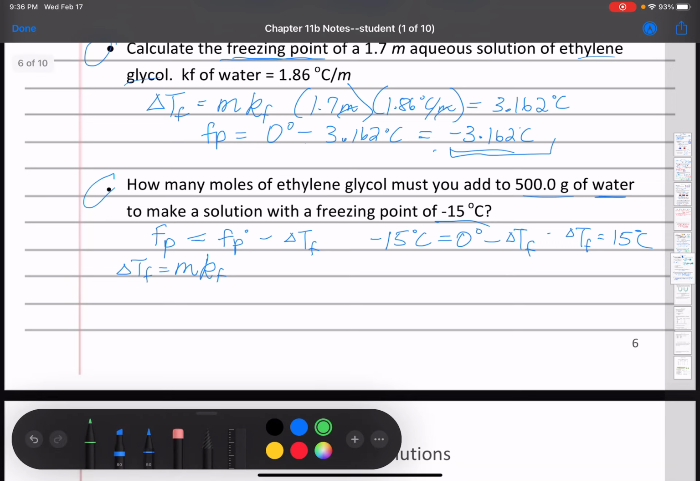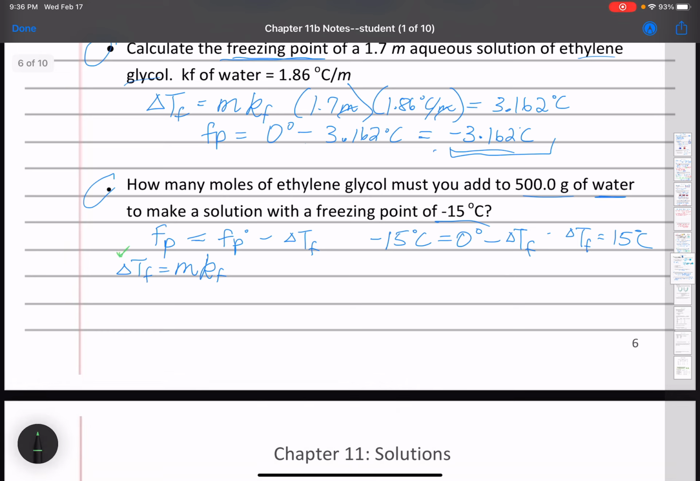We do know this, and we do know this, so we're solving for the molality. I'm just going to rearrange it. The molality is the change in freezing point divided by the freezing constant. Our change in temperature is 15 degrees, and our freezing point constant, I'm just going to take from the previous problem here, 1.86 degrees Celsius per molal.